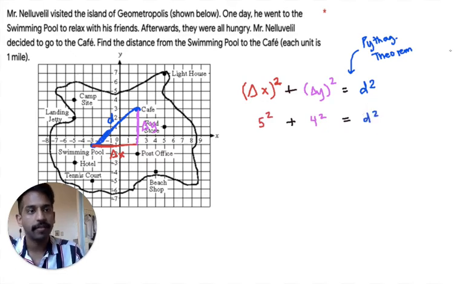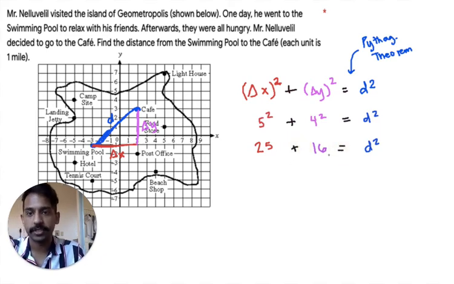All right, 5 squared, we know what that is. 5 squared is 25. 4 squared is 16. And again, we still don't know what d squared is, so that's going to stay the same. Let me put in these pieces. All right, so 25 plus 16, we can add that together. That's going to give us 41. And 41 will equal d squared.